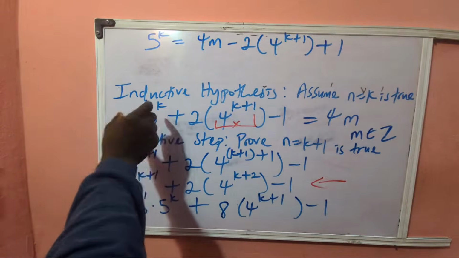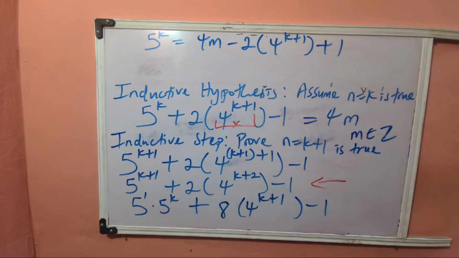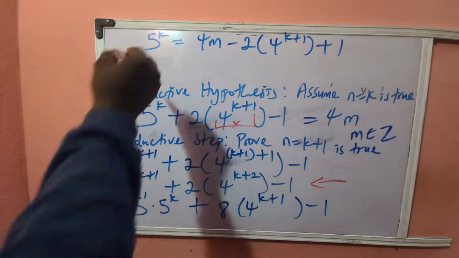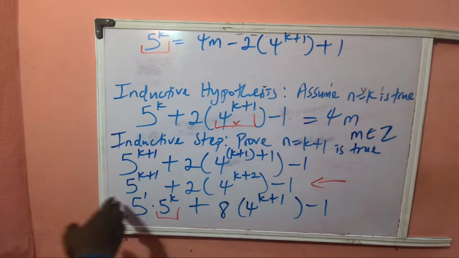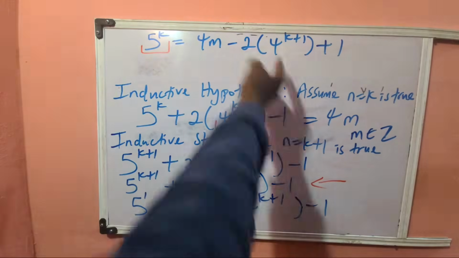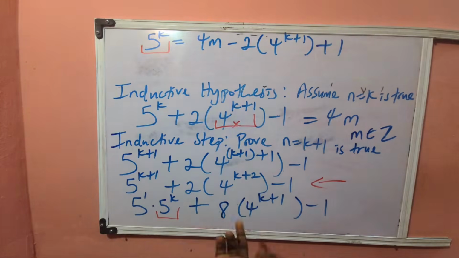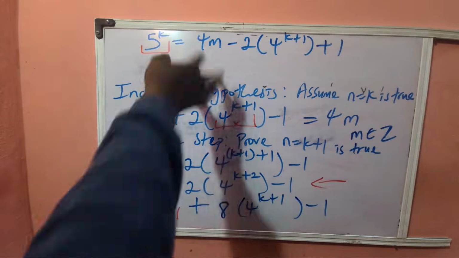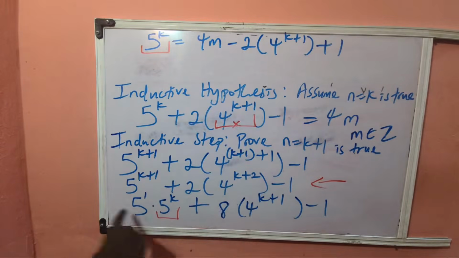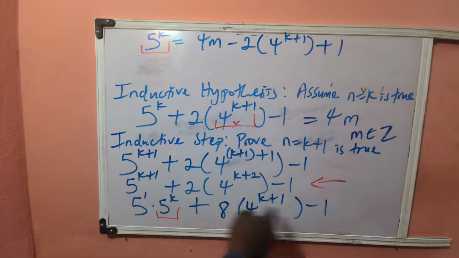I'm isolating, making 5 raised to the power k the subject of the formula. The reason why I'm doing that is because I want to use this particular 5 raised to the power k here. Since you told me this was true, we assumed that n equals k is true, me fixing this here won't be wrong. So I will use that now to go and prove if this particular n equals k plus 1 will also be true. So that's the whole procedure we want to follow.